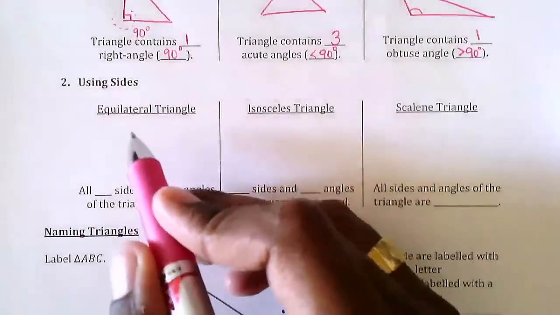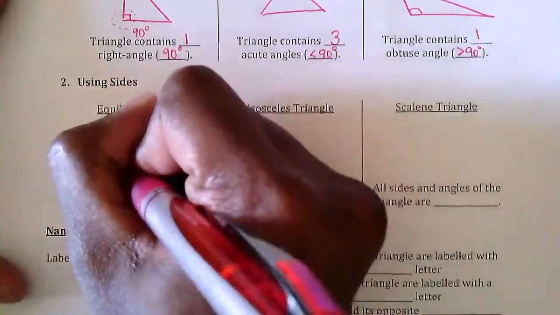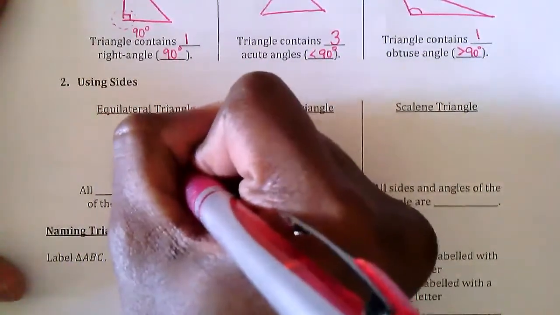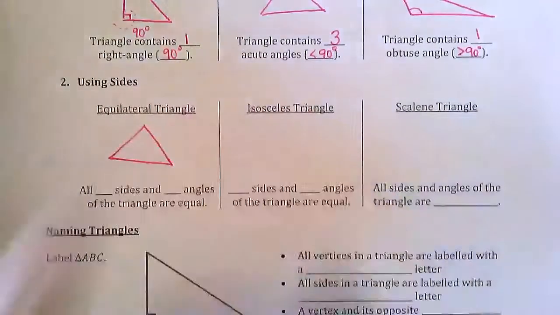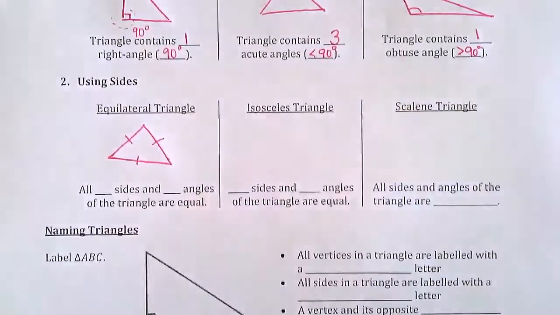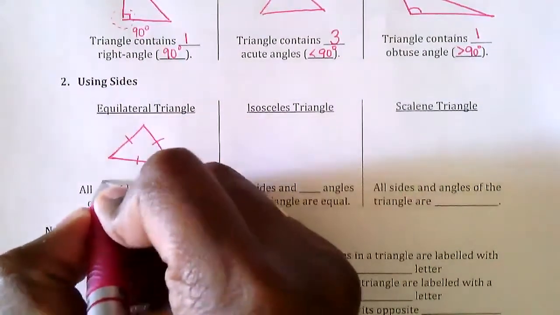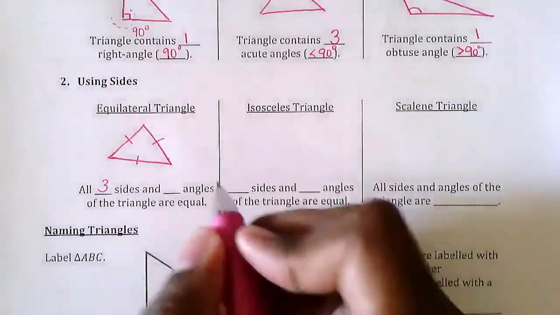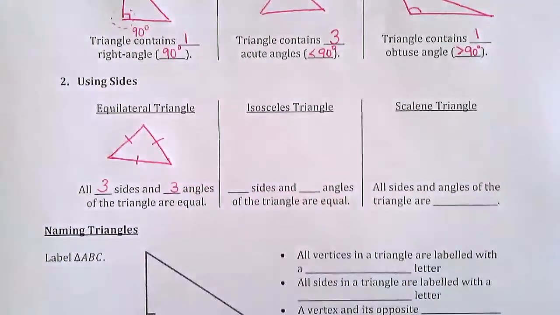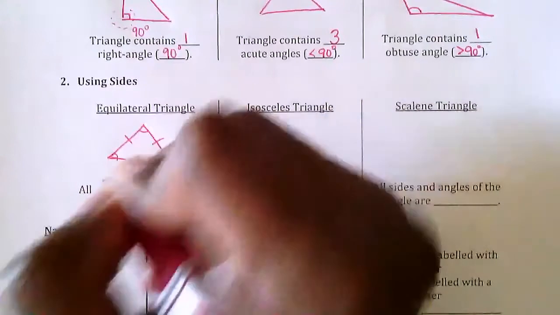The first one is the equilateral triangle. And the equilateral triangle looks something like this. Obviously, mine isn't perfectly equilateral, but what we're trying to get at is all three sides are equal. Okay, so with an equilateral triangle, all three sides are equal. That's where it got its name, equilateral. All three sides are equal. But consequently, all three angles of this triangle are equal as well. So the only way to form an equilateral triangle is if this angle equals this angle equals this angle.